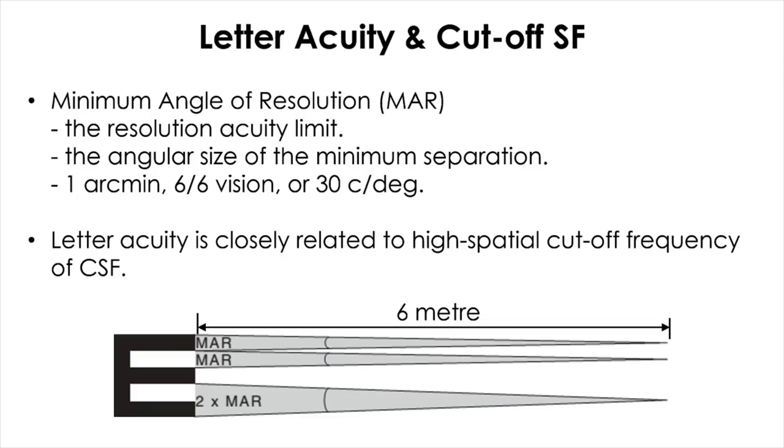Letter acuity is a kind of resolution acuity because you should be able to resolve the gaps between the strokes of a letter, but at the same time, you must also identify what the letter is among other letters. This kind of visual task is known as recognition. So letter acuity tests both resolution and recognition acuity. As we briefly talked about before, there is a quite close relationship between the letter acuity and the high spatial cutoff frequency of one's contrast sensitivity function.